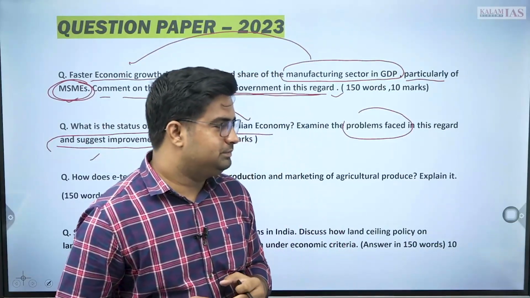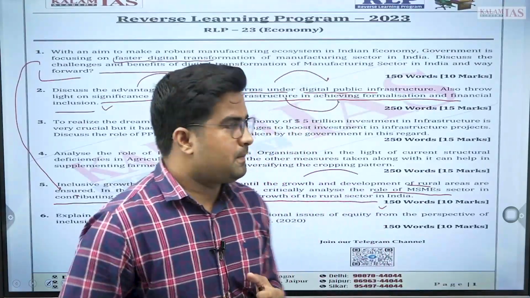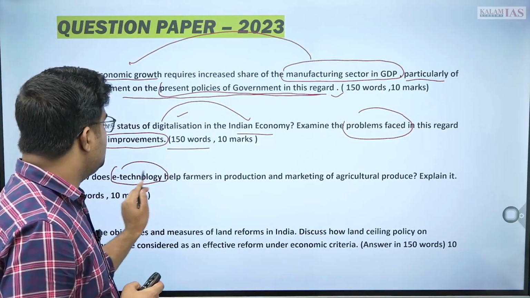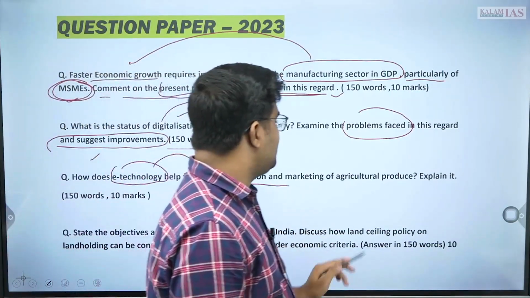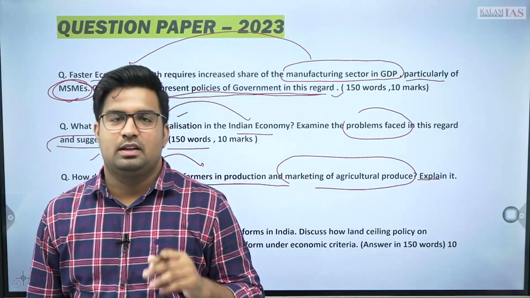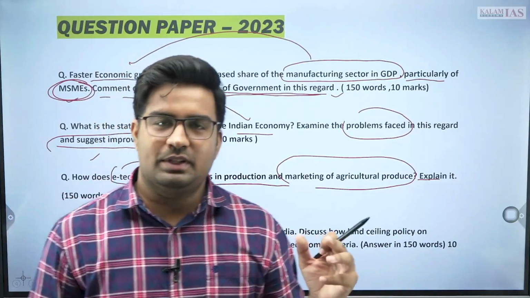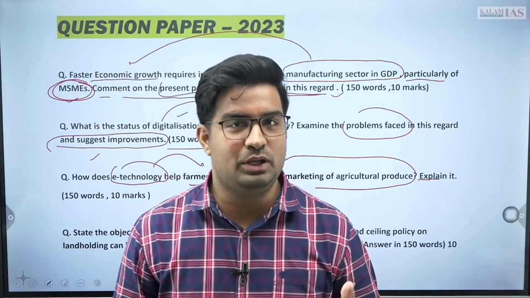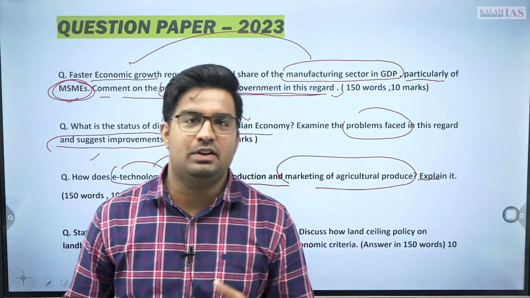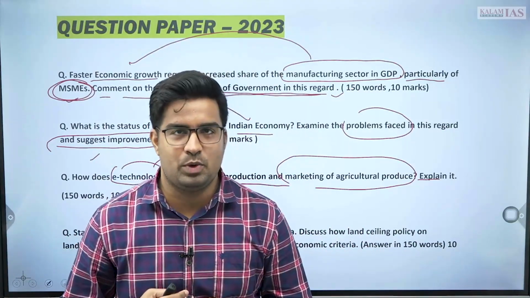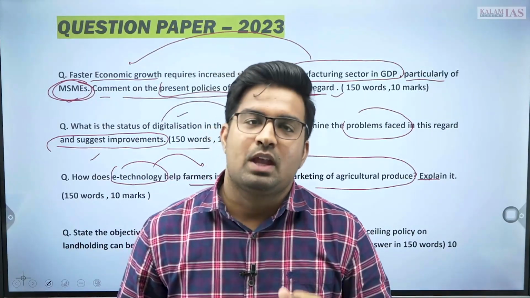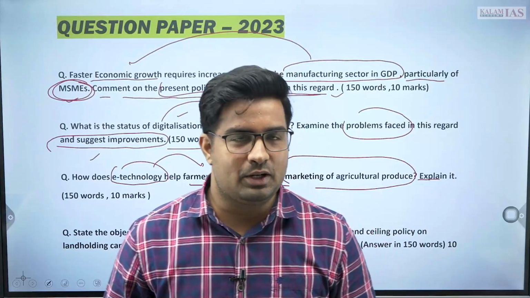Let's go further with the third question. How does e-technology help farmers in production and marketing of agricultural produce? Explain it. In one of my segments where I was talking about FPOs and other aspects of e-technology and government initiatives, we discussed the different digital technological transformations which have made agriculture better. So we have discussed this part also.